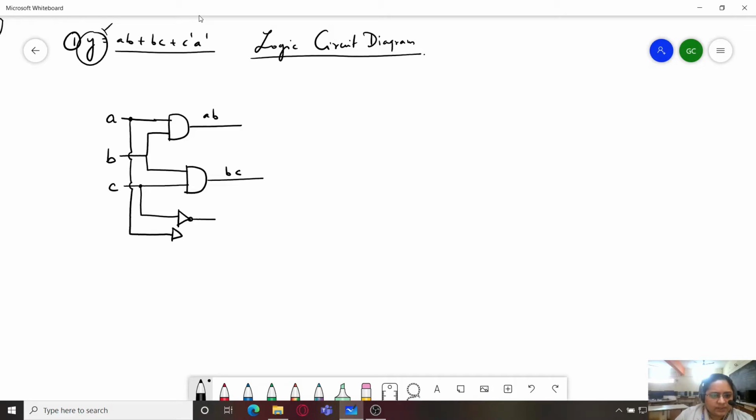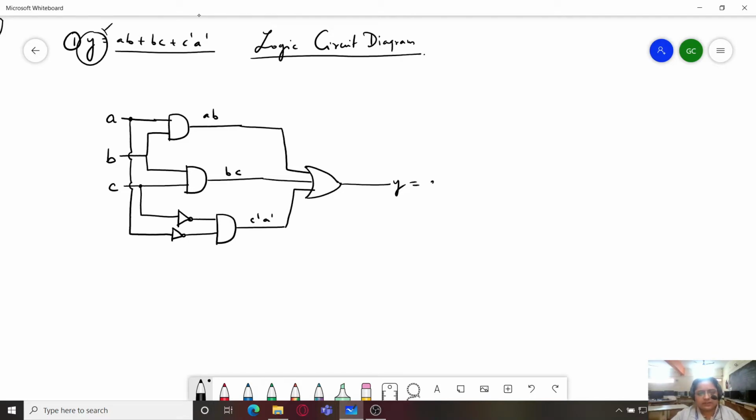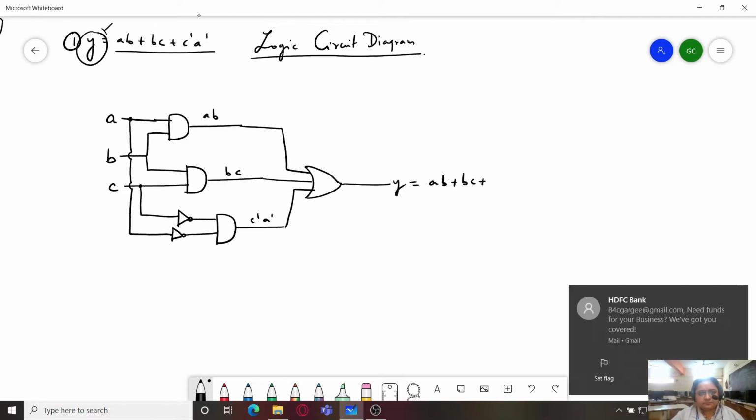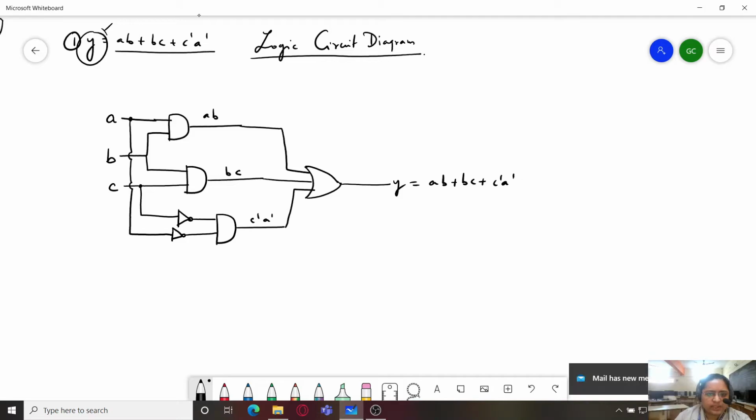And here also we will use another NOT gate, and the gate between these two will also be an AND gate. So this is C dash A dash, and in between all of these we have the OR gate. So one OR gate is required, which will be a 3-input OR gate, which will give us the final function Y. And Y stands for this. So this is the logic circuit diagram, and you can see how many gates we have used. We have used 3 AND gates, 1 OR gate and 2 NOT gates.